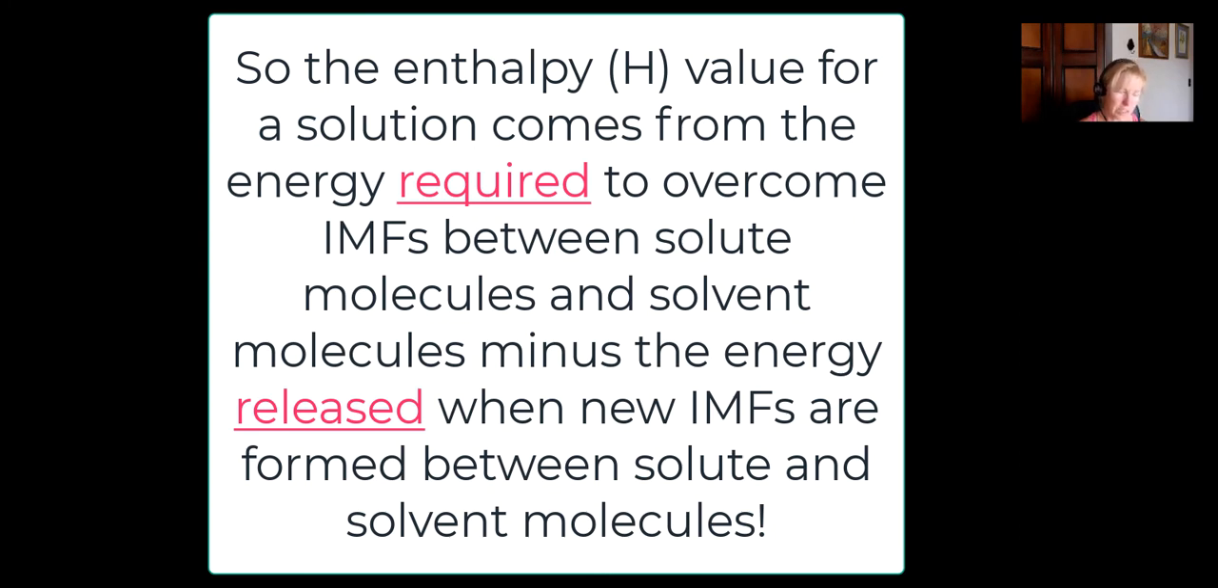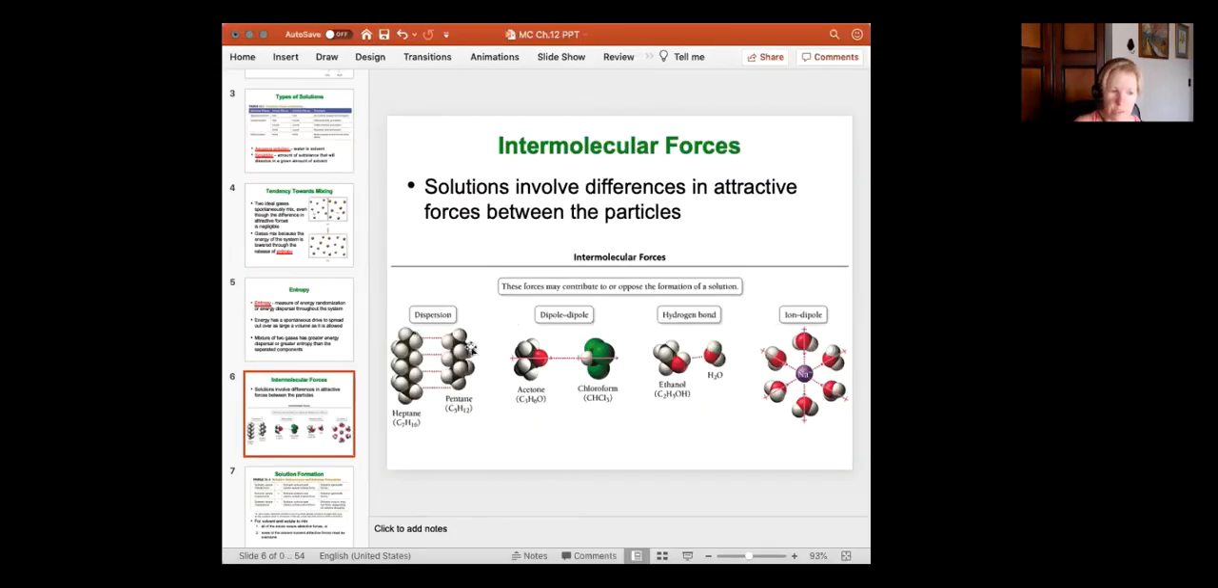So that's where we're going to stop right now. We did a lot of review all the way through to intermolecular forces in your textbook. So in part 2, we'll pick up and talk about heats of solution, specifically looking at these different types of forces that we have to overcome.